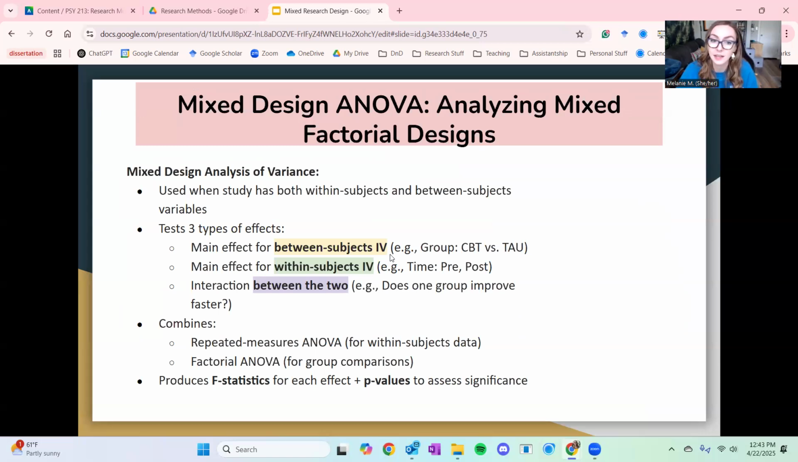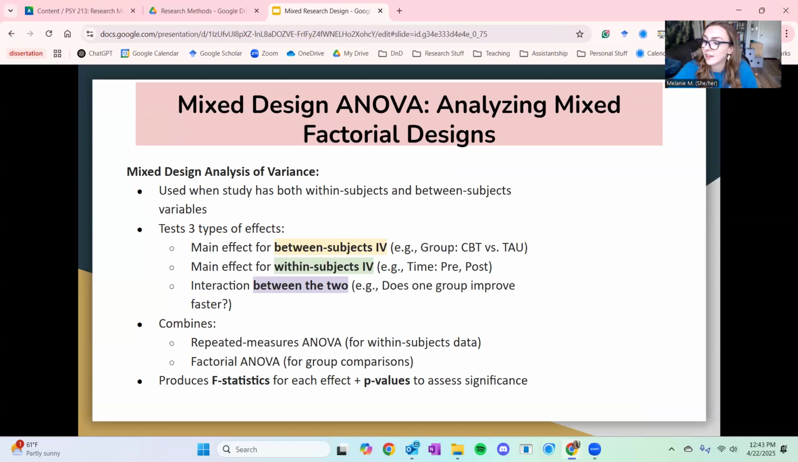So the first is the test between subjects, like we talked about. The second is the test within subjects. And the last one is the interaction between both the between and the within. So a lot of the same words used over again, but that's okay. And literally, mixed design ANOVA is a combo of repeated measures and factorial ANOVA. So we're doing both in that way.